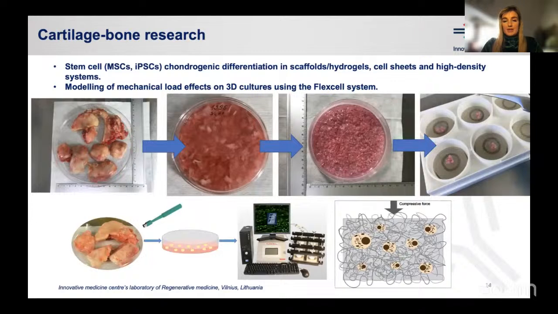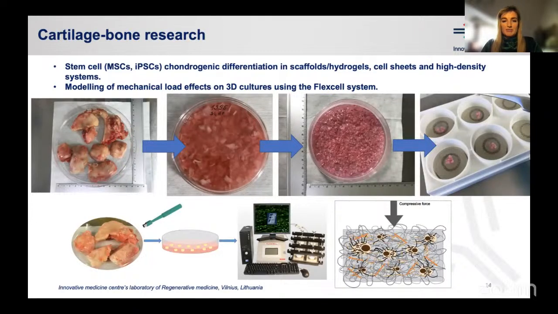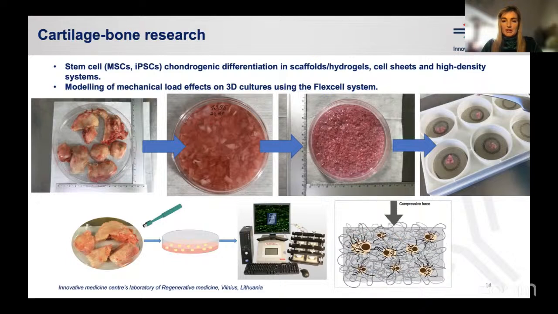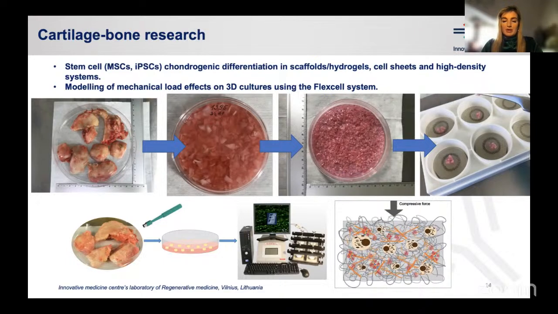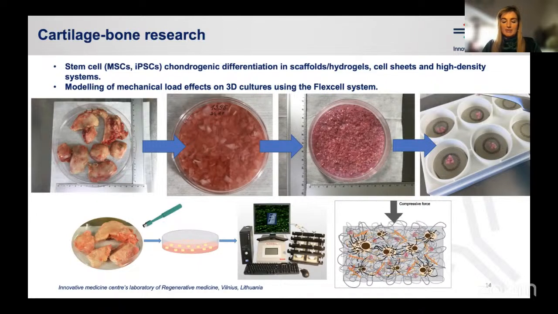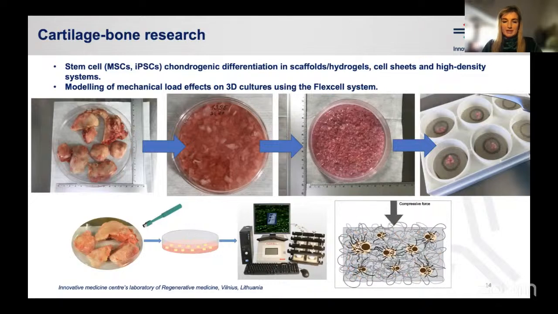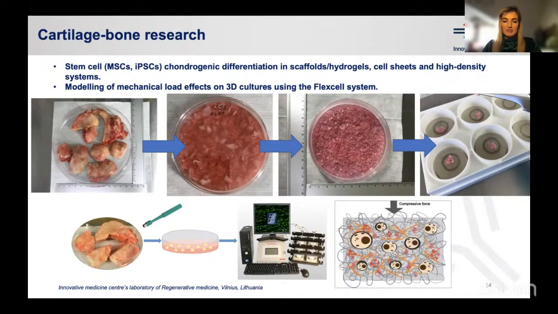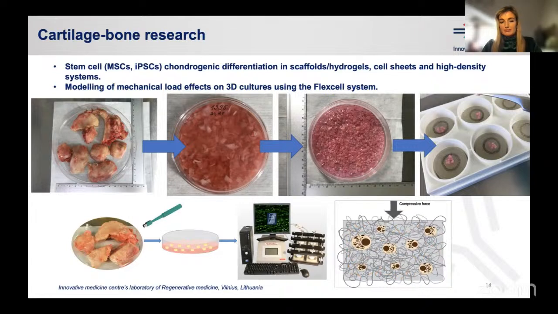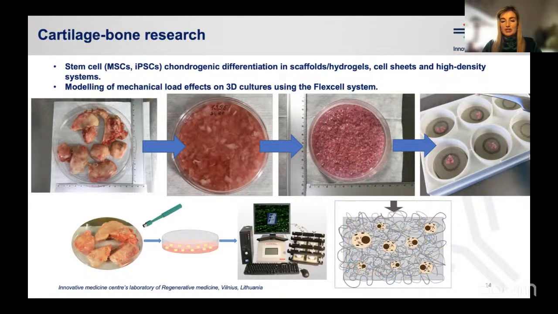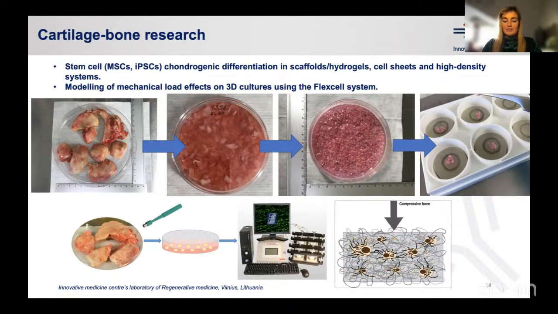And additionally, we're also working with minced cartilage inside the lab. So we are doing different approaches like, for example, cartilage model testing for different drugs or different molecules that are being developed. We also apply the minced cartilage to our Flexcell system, which is the mechanical load compressor. And we then see and evaluate how the tissue changes due to different external or internal stimuli.